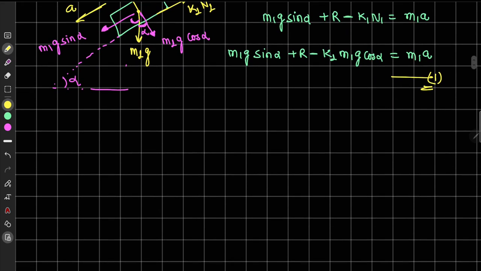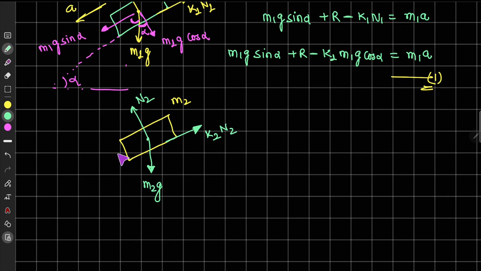Now let us draw the free body diagram of mass m2. So this is mass m2. Again we will have the gravitational force in this direction, that is m2 into g, and the normal force n2 from the inclined surface, and the friction force in this particular direction, that is k2, the coefficient of friction, into n2, and the normal reaction between the two bars.